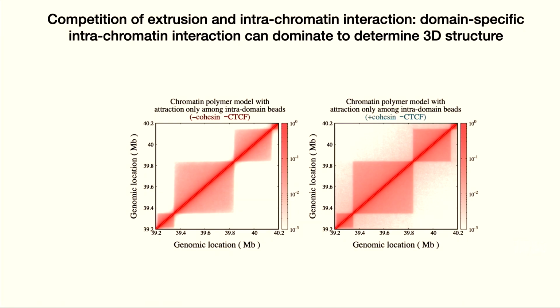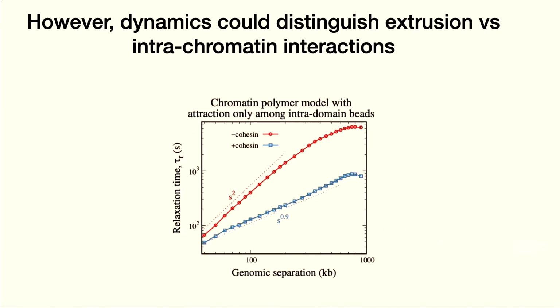So effective extrusion will not even be seen, because the strong intrachromatin interaction will hold the structure, and the extrusion will have no visible effect if you look at the 3D distance, the contact map. But if you look at the dynamics, for example, the relaxation time versus genomic separation, then the extrusion would matter, and depending on the way you extrude, you can get different results even if there is a condensate. So we claim that dynamics could distinguish extrusion versus intrachromatin interaction, while structure alone may not.